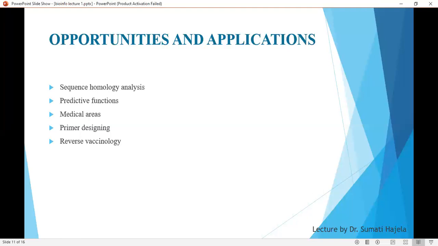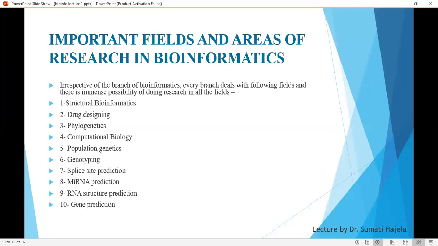So bioinformatics has innumerable uses in our life. Thus, to find out these, we can define the fields and areas of research in bioinformatics. Irrespective of the branch of bioinformatics, every branch deals with the following fields.